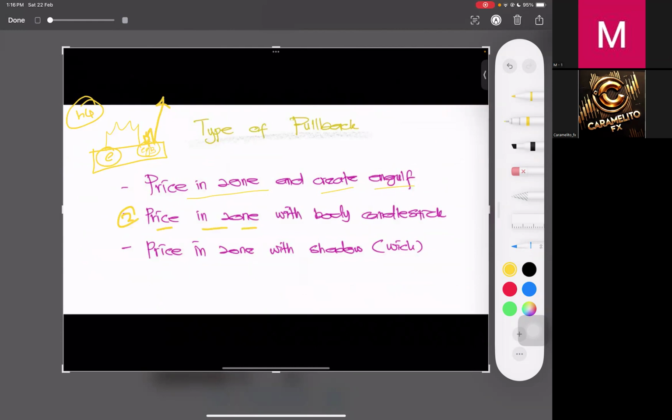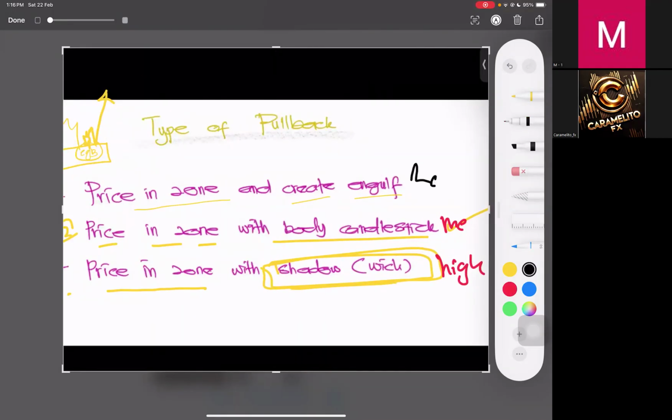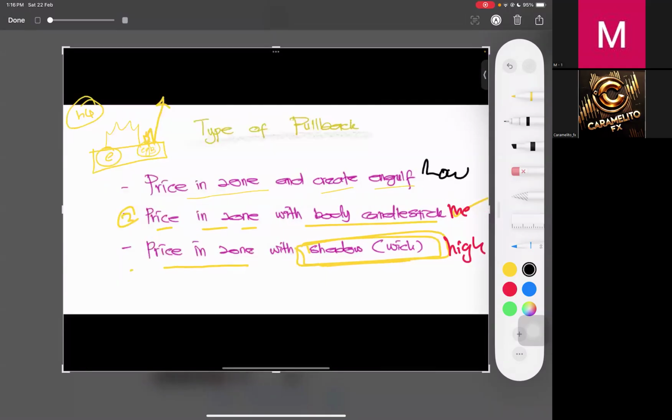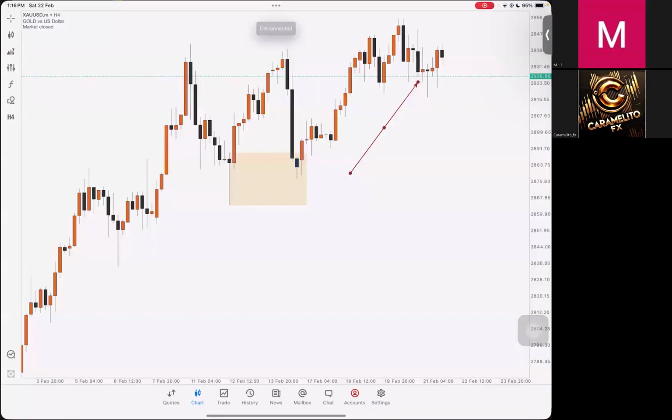Whenever price goes inside my zone and starts to close a perfect candlestick body, we process an entry. The last choice is whenever price goes inside our zone, we enter on the shadow. But with this one you have to be careful, it's a really high risk entry. This one is high risk, this will be medium, and this will be a low risk entry. So let's go to our chart to be more specific in the explanations.